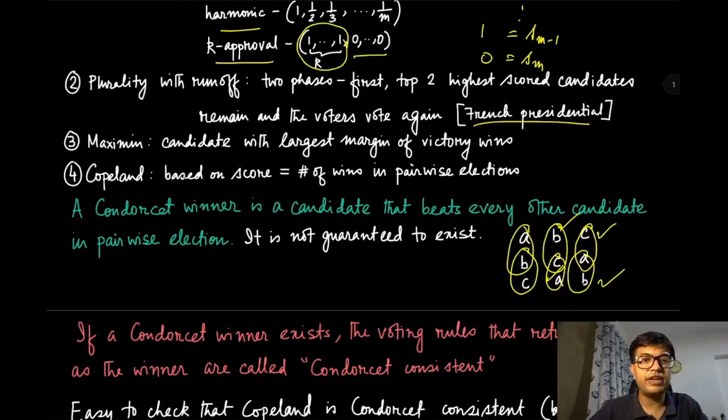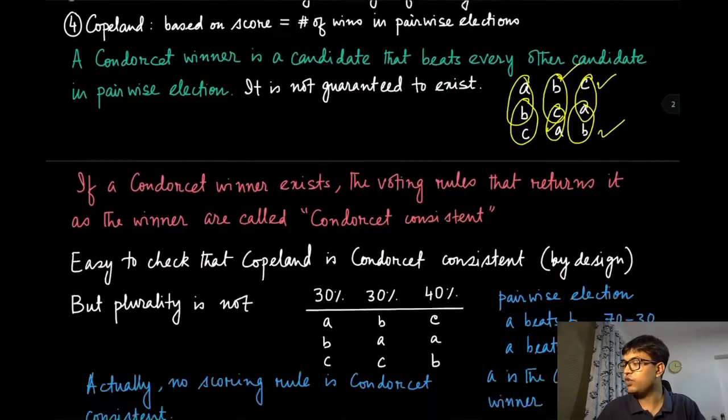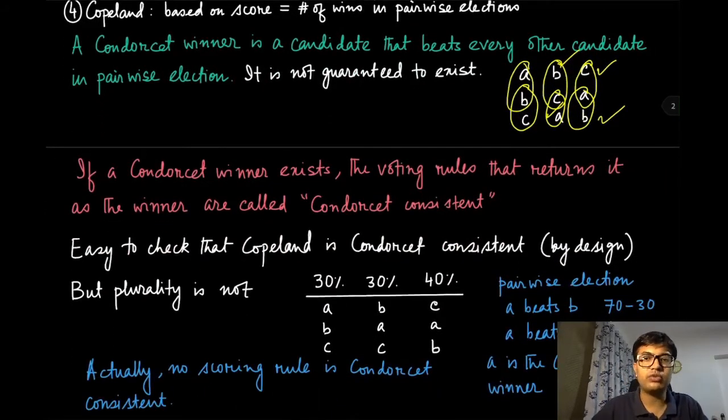But we can define something like: if there exists some preference profile where a Condorcet winner exists. Of course, this is one counter example, but you can also create certain examples where the Condorcet winner actually exists. If that Condorcet winner exists, then those kind of voting rules that return that Condorcet winner as the outcome are called Condorcet consistent. I mean, the name itself is saying a lot. So if there exists a Condorcet winner, then the voting rule will give that Condorcet winner as the outcome.